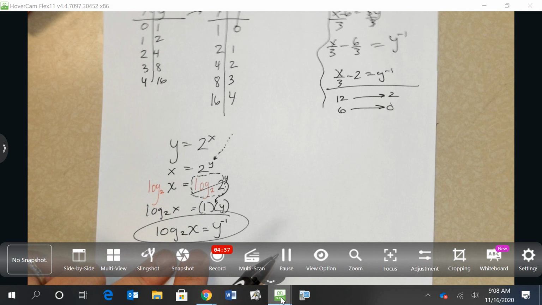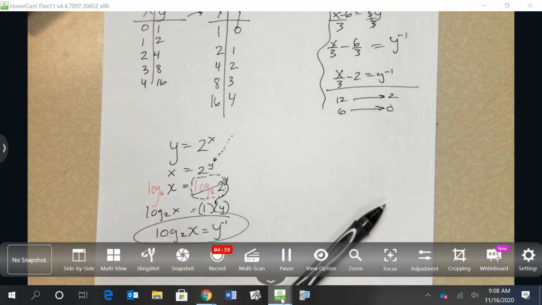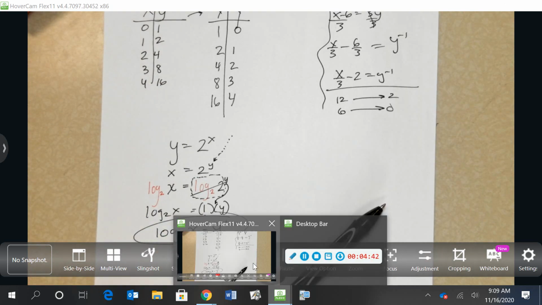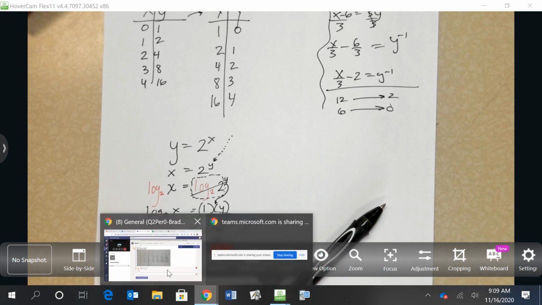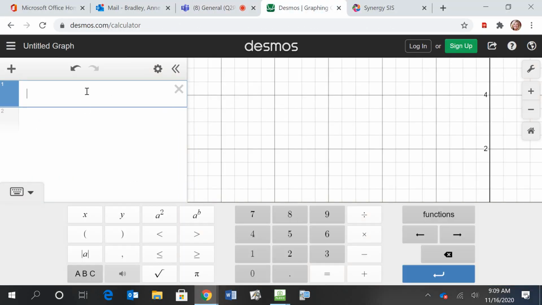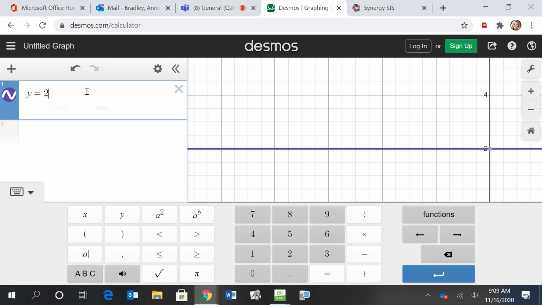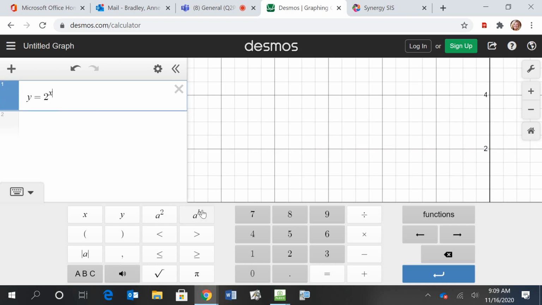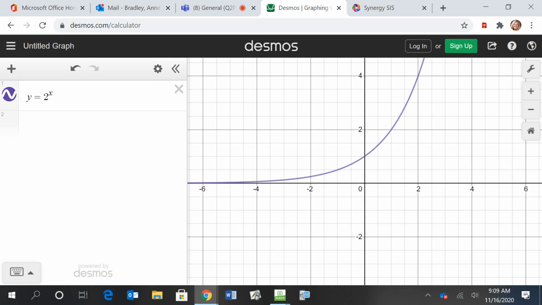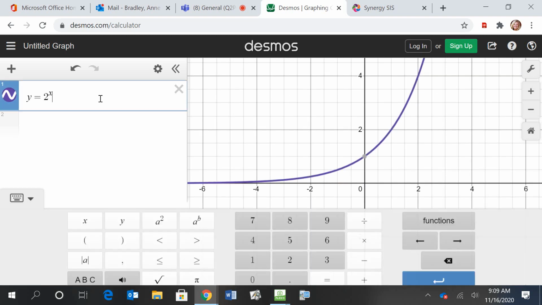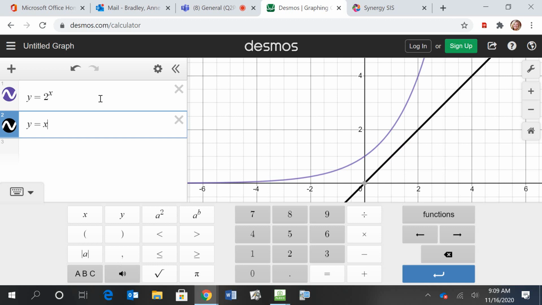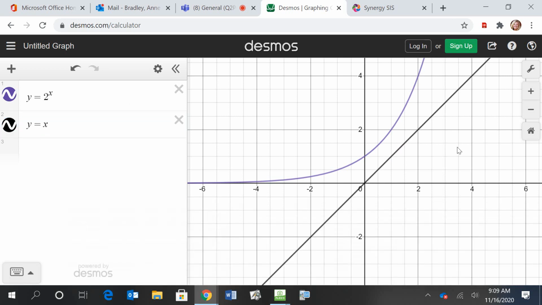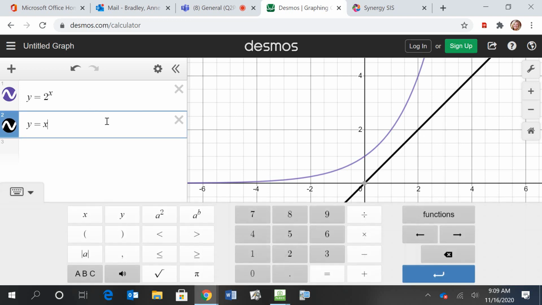Okay, so how can we check? Because we don't know how to evaluate them yet. Well, we're going to jump over to the Desmos graphing calculator, and I'm going to type in the original, which is y equals 2 raised to the x power. Okay, and I want you to be able to see this a little better. And I know you're aware of this as well, that if I do find the inverse, when I graph it, it's going to reflect across the line y equals x.